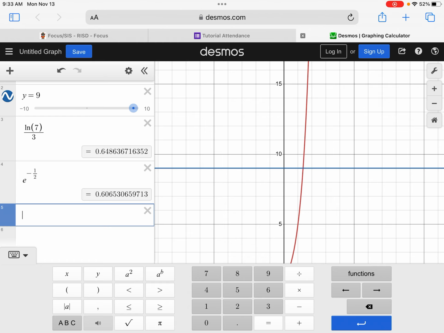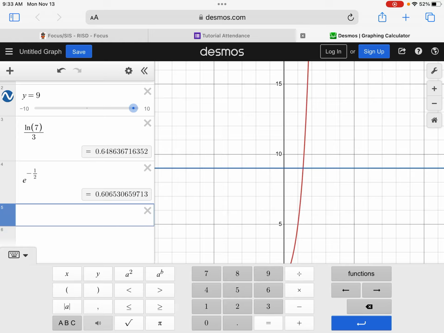On the TI calculator, the e and natural log buttons are in the far left-hand column near the 4 button. You have the natural log button, and then second of natural log is e to the power of x. So you have those buttons on the handheld calculator as well.